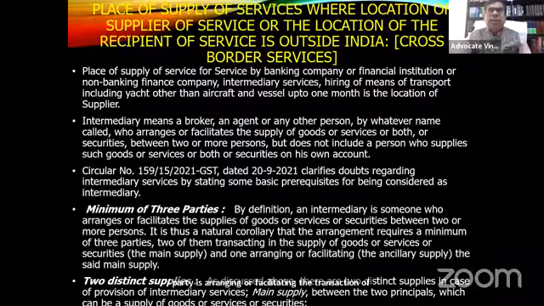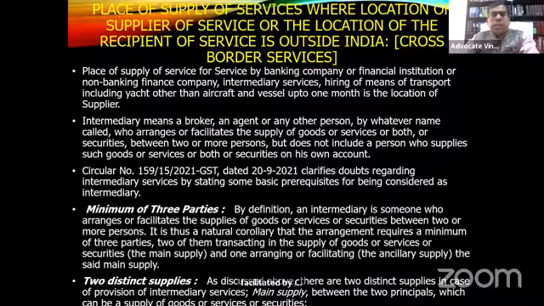So suppose A and B purchase or sell some goods or services between themselves, but such a transaction between A and B is facilitated by C, then it is the transaction of C which is a service of the intermediary, and it cannot be considered to be an export of service, because the place of supply will be considered to be the location of such an intermediary, and it will be within India.